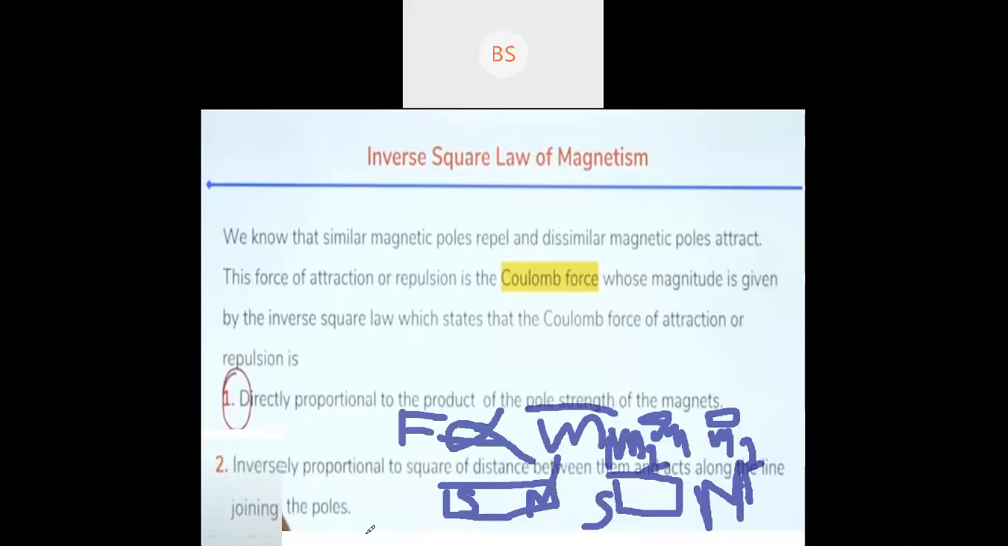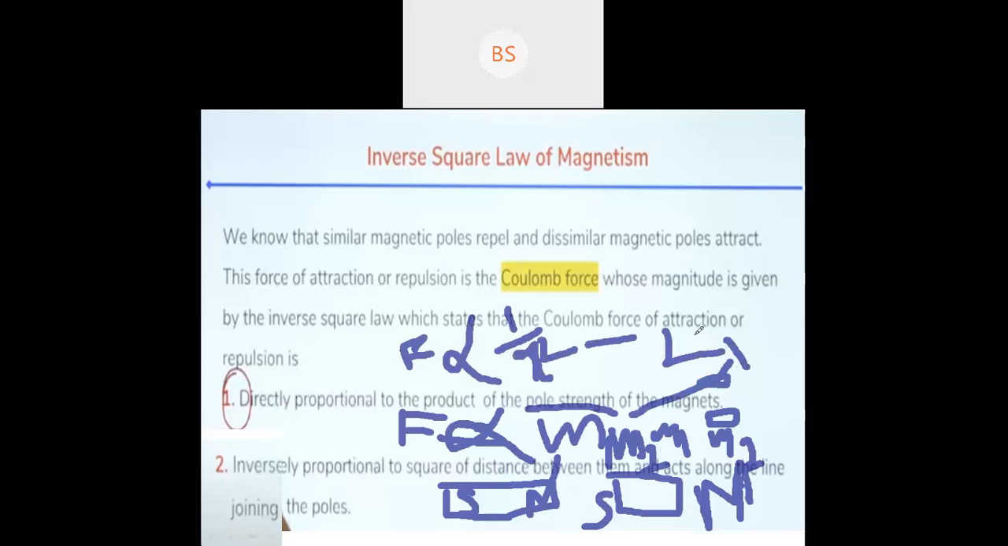This distance, okay. So we can say F is inversely proportional to the square of the distance between them, so R square I can take here. This equation we give number 1, and this we can give 2. Okay. Combining both, what we will get? F.